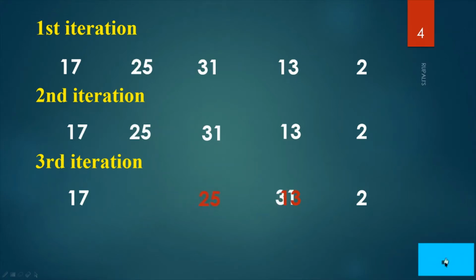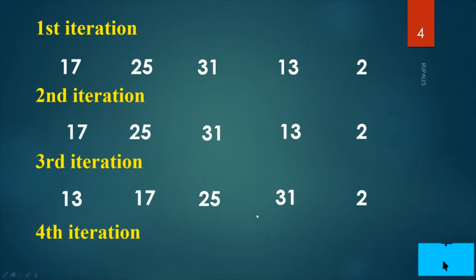Now compare 13, that is temp, with 17. Which one is greater? 17 is greater. So shift. Now in the first place you have to write 13. In this way third iteration works.